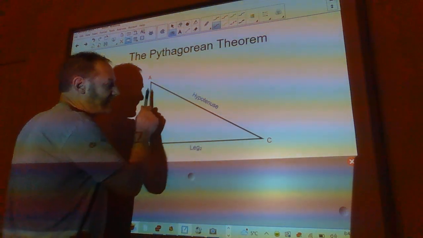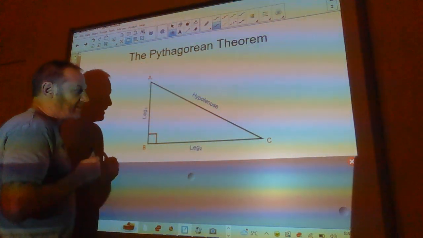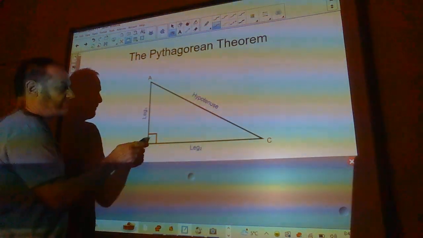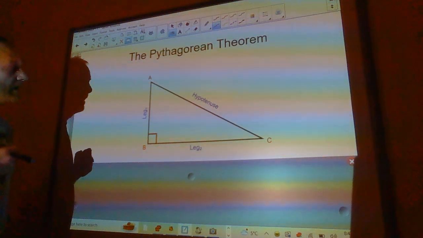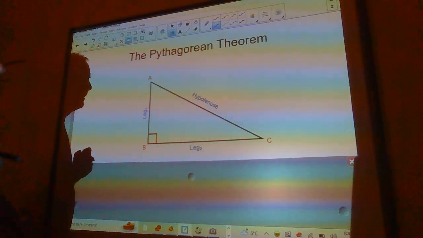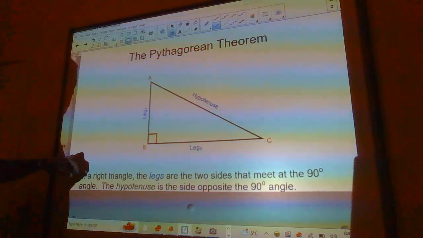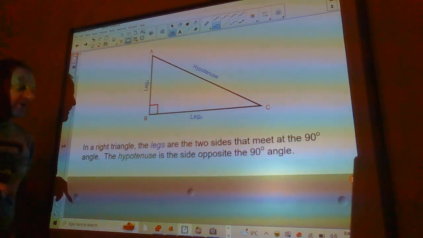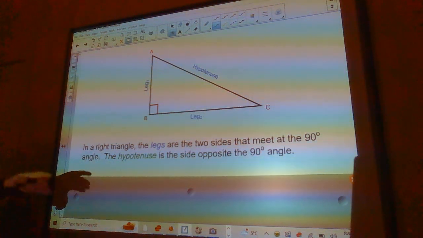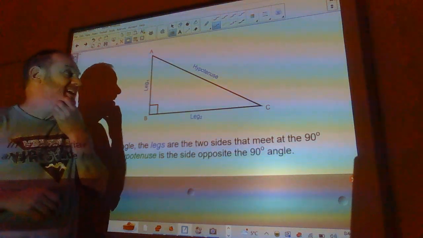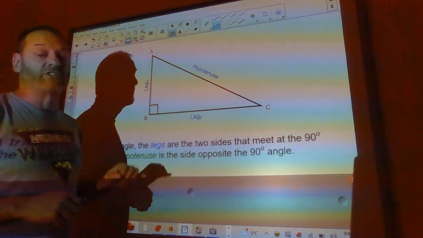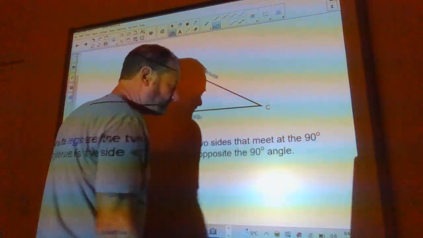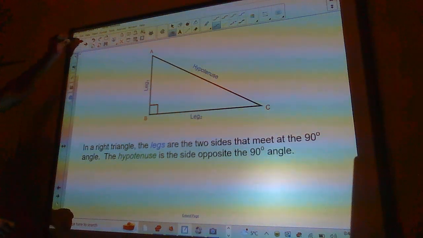Now, the side that does not meet at the 90-degree angle is the hypotenuse. Okay? It's always across from the 90-degree angle. So make sure that you can identify the sides. Okay? So in a right triangle, the legs are the 2 sides that meet at the 90-degree angle. The hypotenuse is the side opposite the 90-degree angle. And just for reference, the hypotenuse is always the longest side of the triangle.